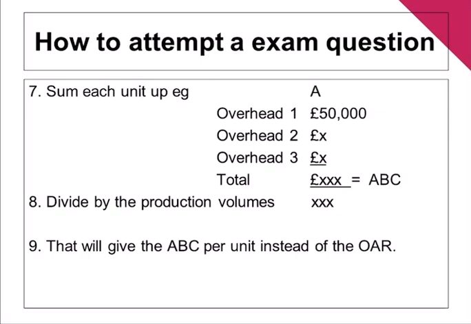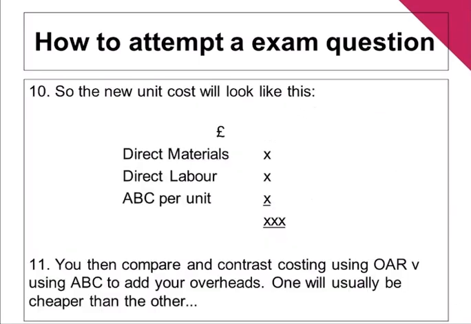You will have an activity based cost for A, and you'll have an OAR based cost for A, and you will do a comparison. So once you've done the numbers, you'll have a little bit of discussion. You've got to think about which one's better. As I've already mentioned, direct materials plus direct labour gives you ABC per unit. So you've got OAR versus ABC.